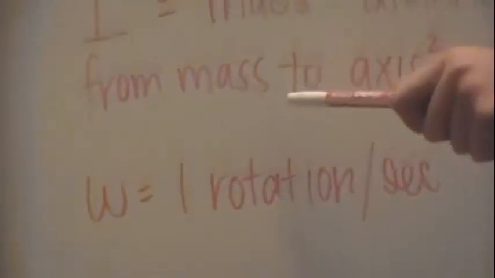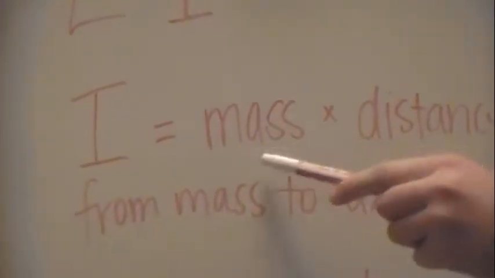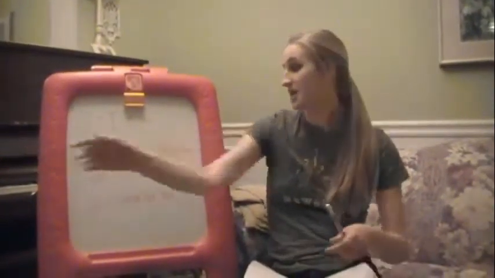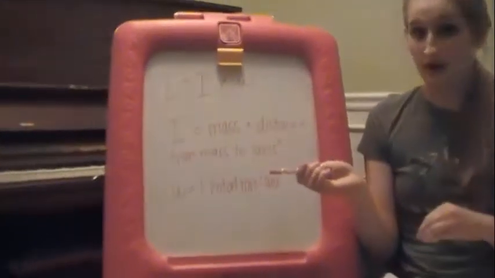So we need to find her rotational inertia, however, and how we find that is we multiply her mass times the distance of her leg from her axis, which is the center going straight through her body, and then that value is squared.